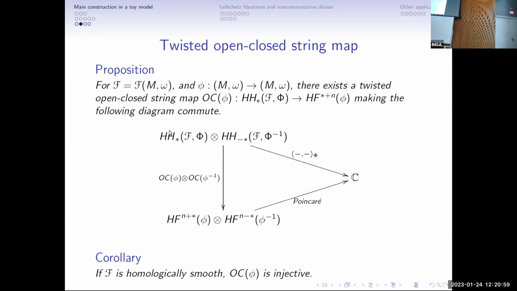Okay, so here's a corollary, which is an algebraic exercise. If F is homologically smooth, in other words, the Shklyarov pairing is non-degenerate, then the open-closed map is actually injective. You can construct some kind of one-sided inverse of the open-closed map from this diagram. You can show that it is injective.